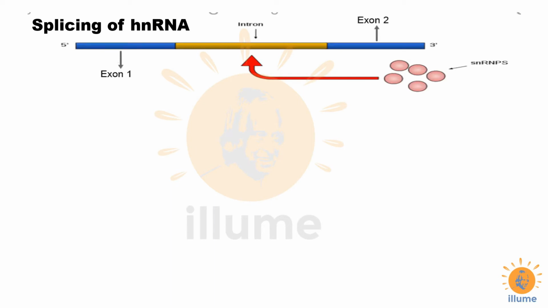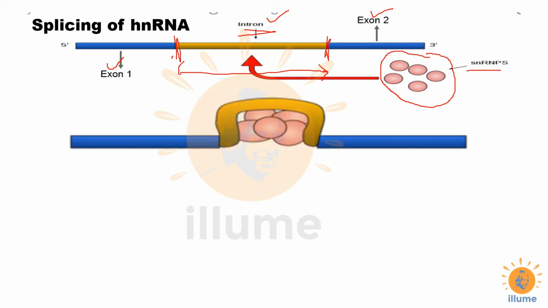I am starting with pre-mRNA. In this pre-mRNA, there is an exon 1, intron and exon 2, and these are small nuclear ribonucleoproteins. They attach themselves to introns. This intron has two ends, a 5' end and a 3' end. So these snRNPs get attached to the 5' and the 3' end of the introns, and the introns get bent, and all the snRNPs together with some other proteins form a structure which is called a spliceosome.